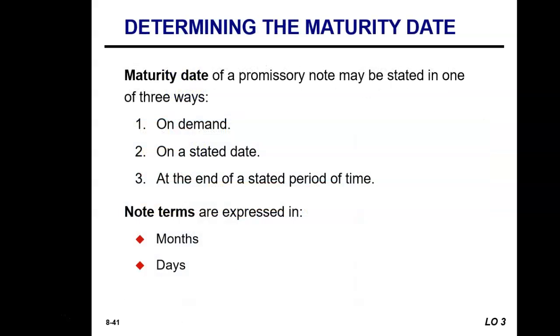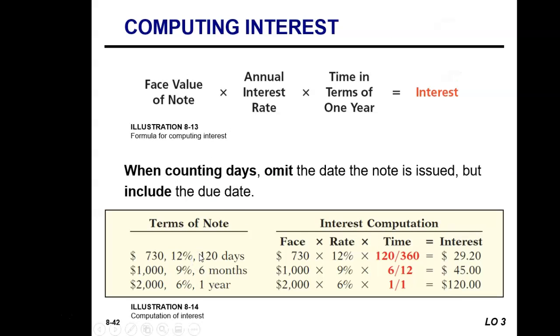When you have a promissory note, you're going to have certain things. A maturity date, which indicates at what point that note becomes due. In our example, that note becomes due in 2 months. Sometimes it could become due on demand, so they could say at any time it's due, on a stated date like we saw previously, or at the end of a stated period of time. So typically, depending upon the type of note, it's going to have some type of term. The term can be expressed in terms of months or in terms of days.